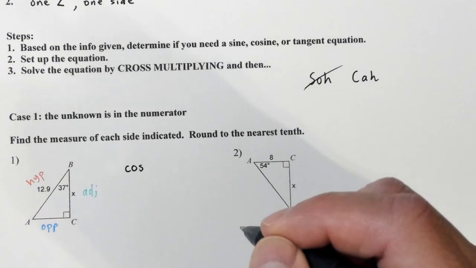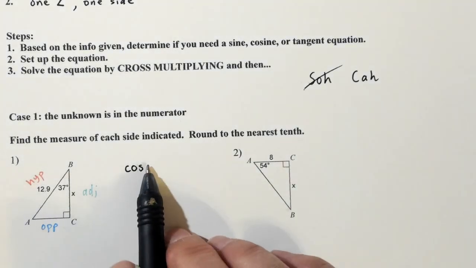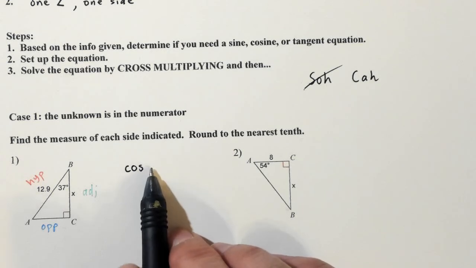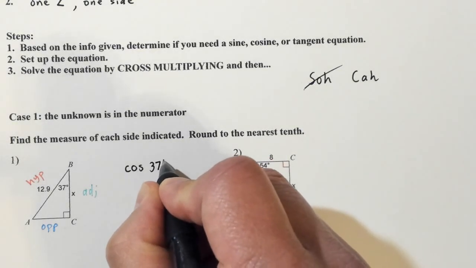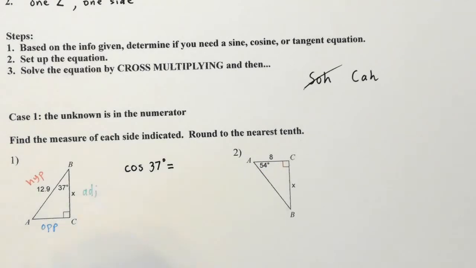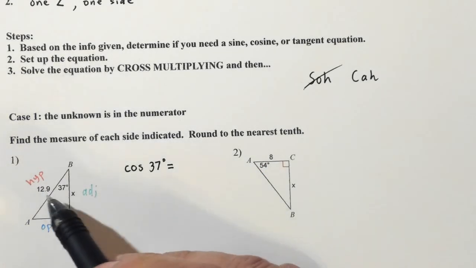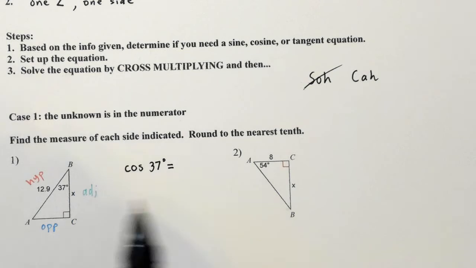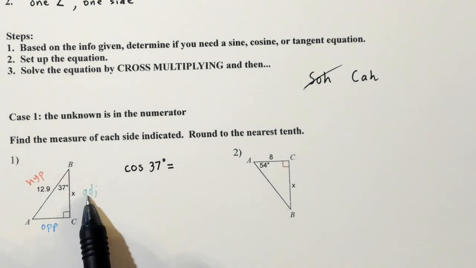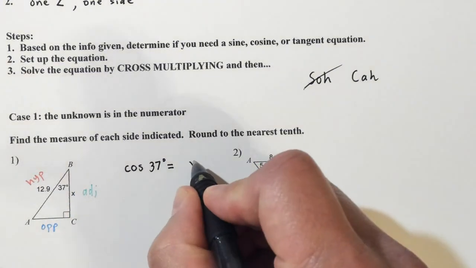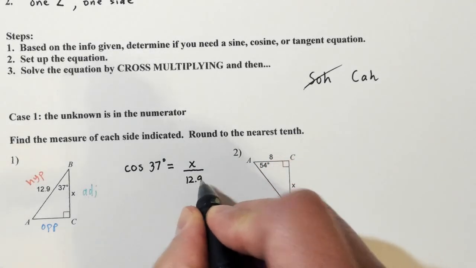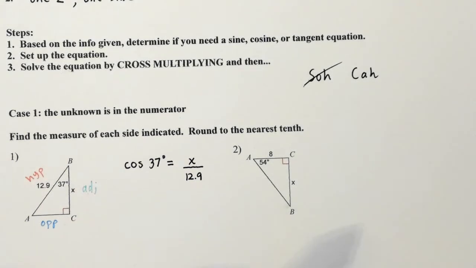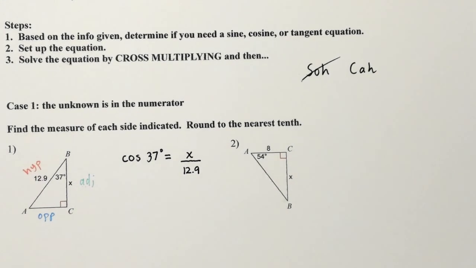Now, in the previous lesson, we did not know the angle measurement, so we used a variable here. This time we know the angle measurement, so you have to put the angle measurement here. 37 degrees equals, and since sine, cosine, and tangent are just fractions, you make a fraction out of these 2. Cosine is the adjacent side over the hypotenuse, so x over 12.9. Okay, equation is set up.